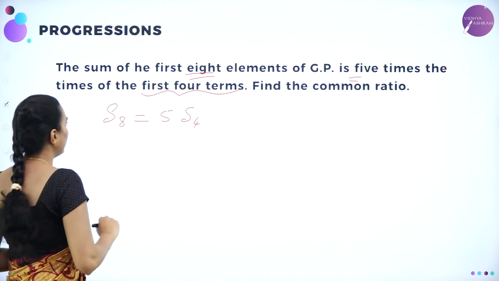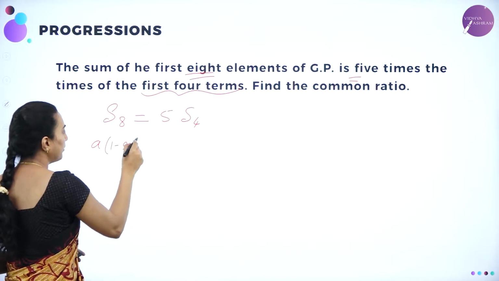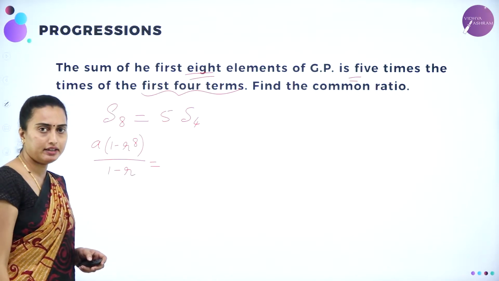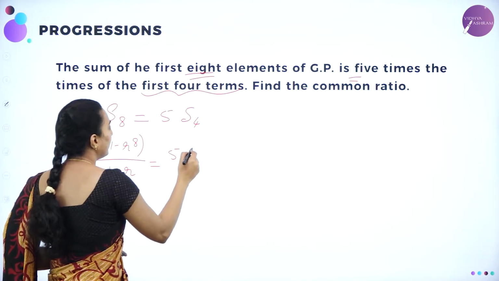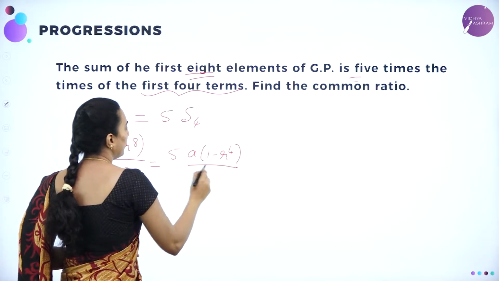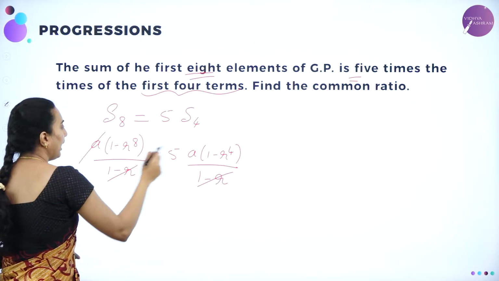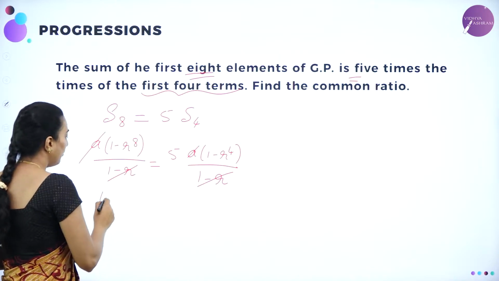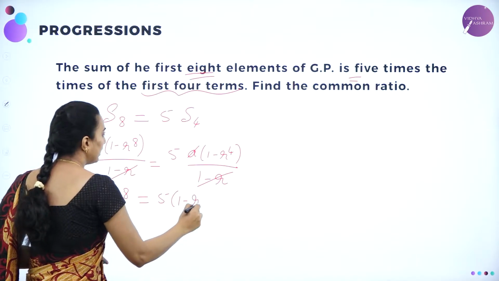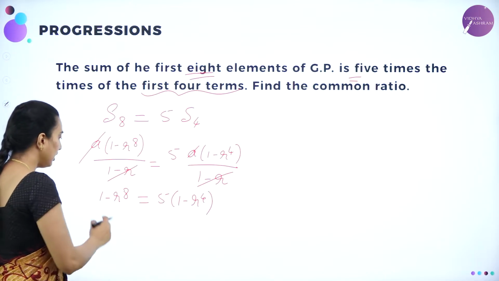We know the formula is given by, see, S8 can be taken as a into 1 minus r to the power of 8 divided by 1 minus r, because n is nothing but 8 here, and here 5 times a into 1 minus r to the power of 4 divided by 1 minus r. Now here 1 minus r will go, a will go. Remaining is 1 minus r to the power of 8 is equal to 5 into 1 minus r to the power of 4.